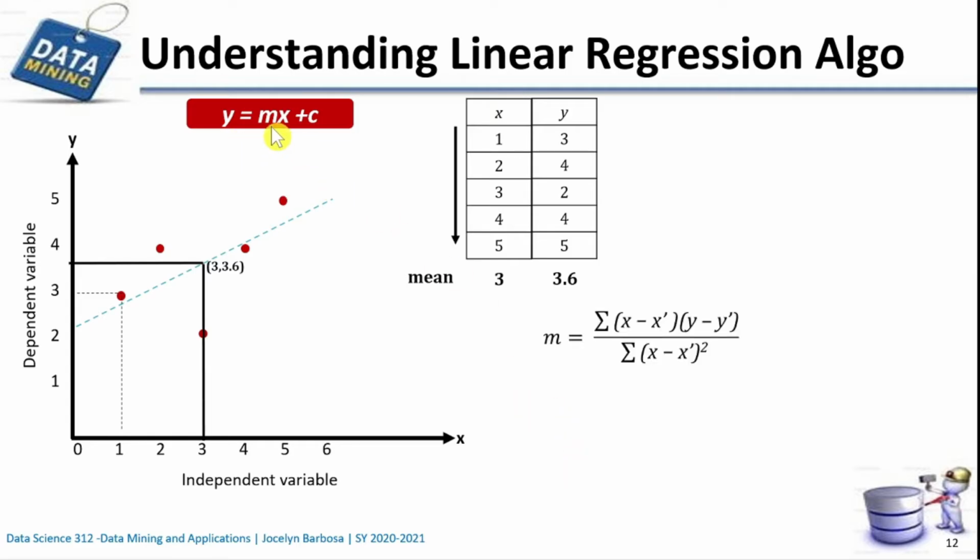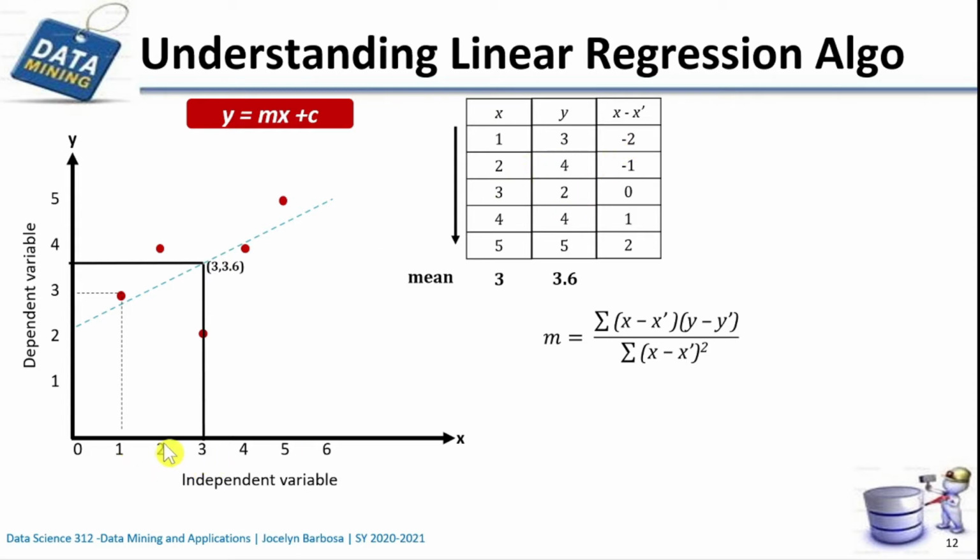So how do we get the slope, or m? We have the summation of x minus mean x, times y minus mean y, over the summation of the square of the difference between x and mean x. If we calculate the difference between the value of x and the mean x, with the average of x here being 3, then when x is 1, 1 minus 3 is negative 2.